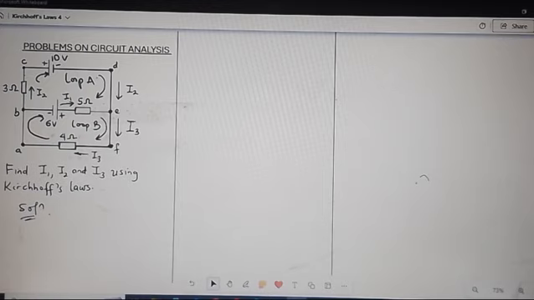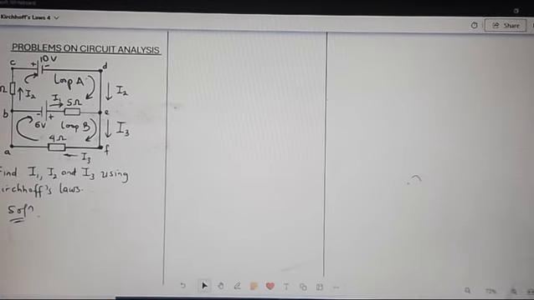In this particular lecture series, we'll be looking at problems involving circuit analysis. In the previous lecture series, we talked about Kirchhoff's laws and how to apply those laws when you're working with complex circuits. So now I have an example here, where we are going to apply Kirchhoff's current law and Kirchhoff's voltage law.